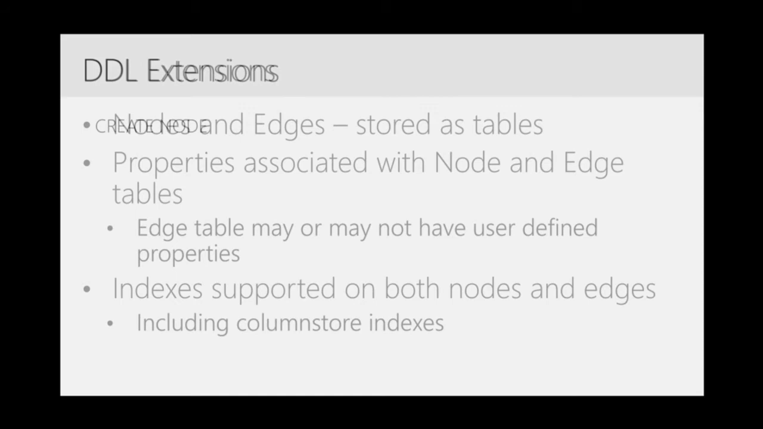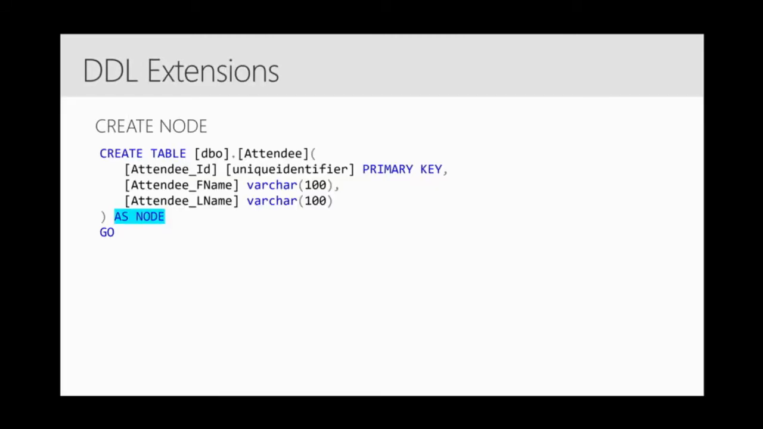So what does the syntax look like? Create node is a create table attendee, attendee ID, first name, last name, as node. And that keyword as node is what makes that table a node. And as you might guess, since it is created as a table, you can just join it with any other table. You can ignore the graph attributes, or you can embrace them and use that as part of your query as well.